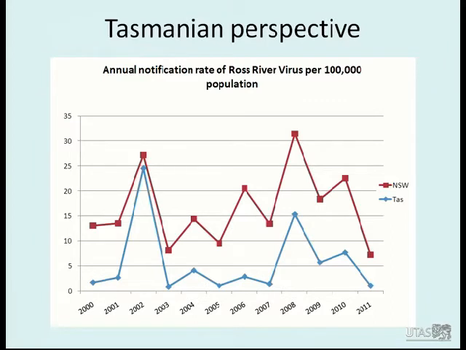This graph here is showing you the notification rate of Raylea virus per 100,000 population from 2000 to 2012. 2012 data is not complete yet because we haven't finished the year. And as you can see, there is quite a high correlation between outbreak years between Tasmania in the blue and New South Wales in the red. New South Wales, on average, equates to 18% of Raylea virus cases in Australia.